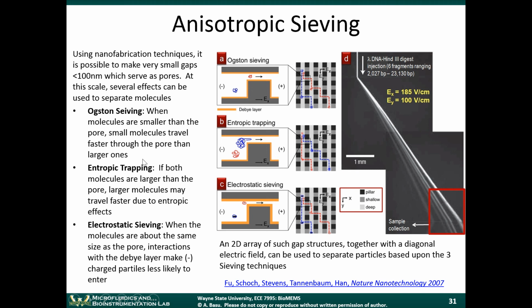So there's three effects that can happen. You apply a voltage across from one side of this pore to the other, so the negative here and positive here. One possible thing that can happen is called oxygen sieving. The molecules are smaller than the pore. When both molecules are smaller than the pore, the small molecules travel faster through the pore than the large ones. This is a relatively simple idea to understand. Small molecules will travel faster through the pore. This is similar to traditional gel electrophoresis.